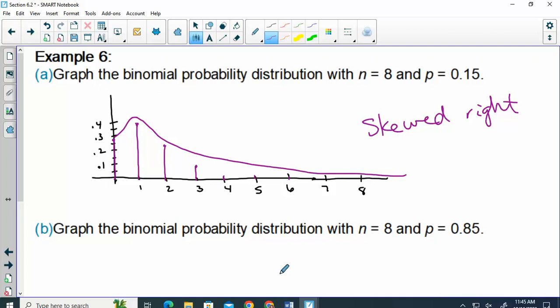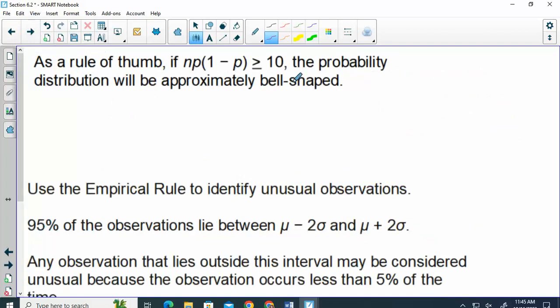So as we go on, it will be really important for a lot of the things that we're doing to have bell-shaped data. So we're seeing right here, this one is obviously not bell-shaped. So the question is, when is it going to be bell-shaped? Our general rule of thumb that we will see a lot in the coming chapters: if n times p times 1 minus p is bigger than 10, then it becomes more bell-shaped.